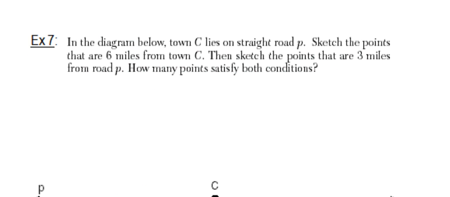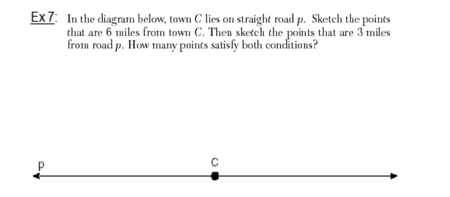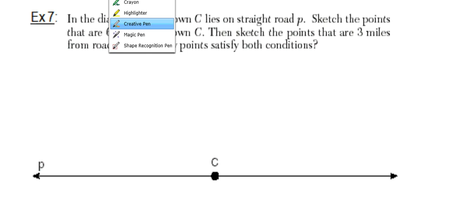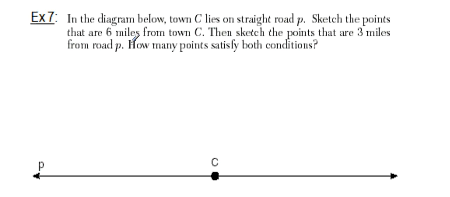All right, and then the last question for this video, it says in the diagram below, town C lies on a straight road, which is represented by line P. Sketch the points that are 6 miles away from town C. So I guess I can go ahead and start that without even looking at the rest. That's the first criteria that needs to be met. 6 miles away from town C is going to be the radius with a circle of 6, and town C is its center.